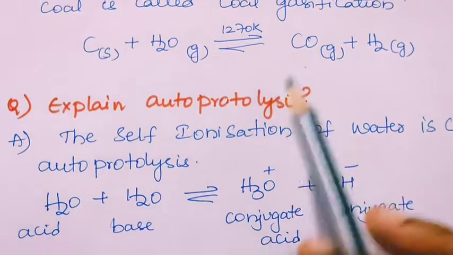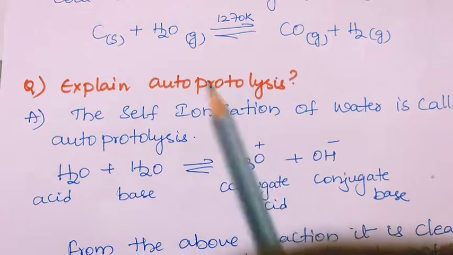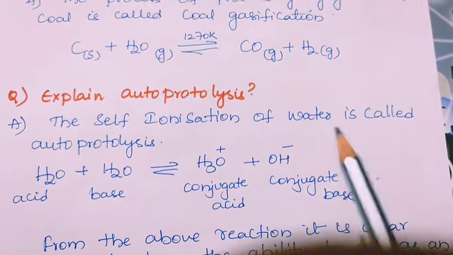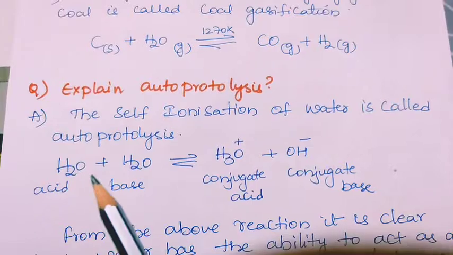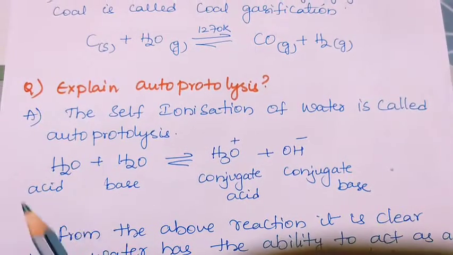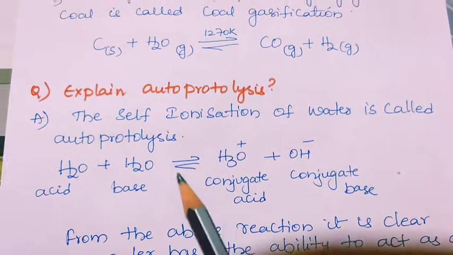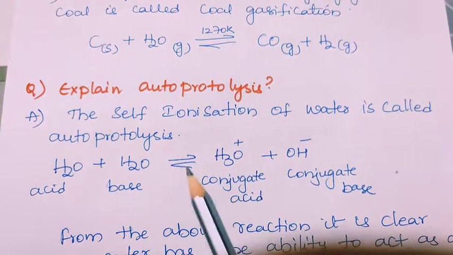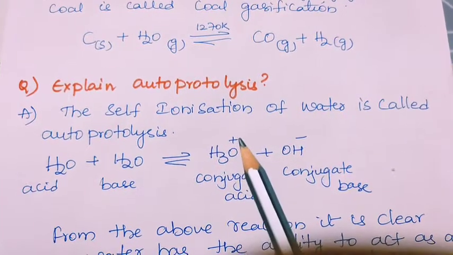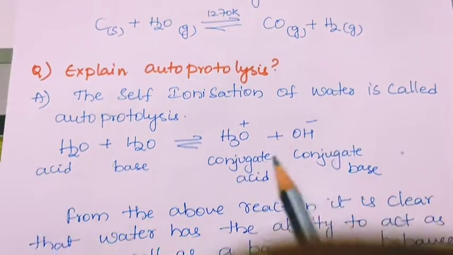Next we'll explain autoprotolysis. The self-ionization of water is called autoprotolysis. So H2O plus H2O. One acts as acid, another as base. So it gives conjugate acid and conjugate base. So it is a reversible reaction, giving H3O plus and OH minus.